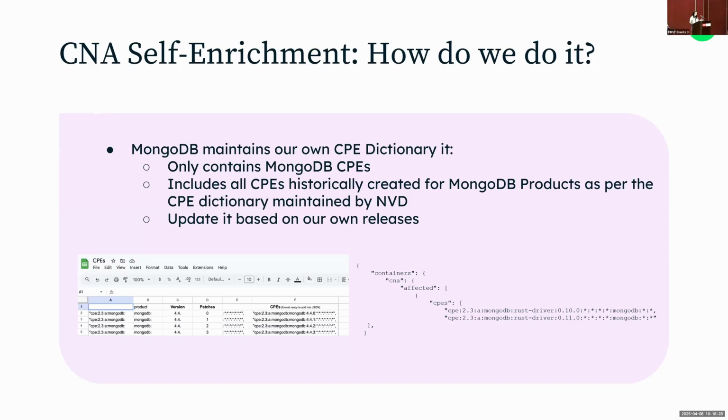As a CNA, we have the ability and responsibility to issue CVEs using JSON files. And the schema actually accommodates all the metadata we've discussed, including CPEs. And specifically, the schema features an affected section with an array called CPEs. And this is where you just copy and paste the CPEs into. Now, right now, our approach is fairly manual, but we maintain our own CPE database, and we update that based on our own product releases. And it's just a simple Google Sheet, so we can copy and paste the CPEs into the JSON files.